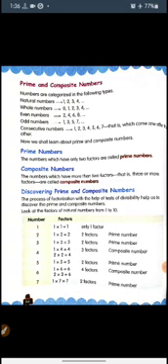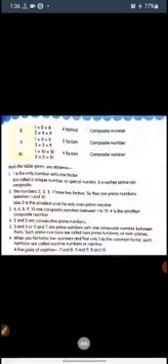5 has two factors, again it is a prime number. 6 has four factors, it is a composite number because it has more factors than 2. 7 has only two factors, so it is a prime number. 8 has four factors, which is more than two factors, so it is a composite number. And like this, 9 has three factors and 10 has four factors, so both of them are composite numbers.